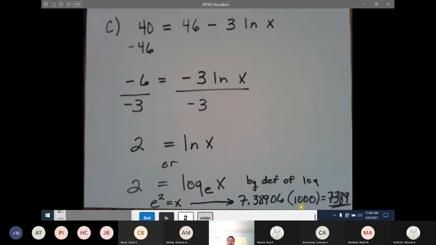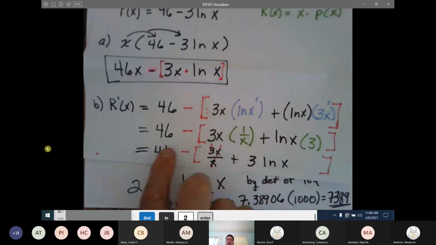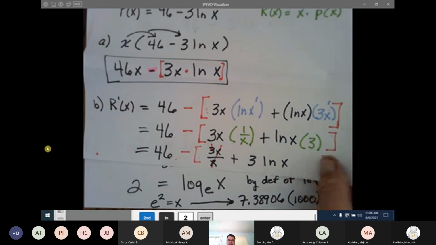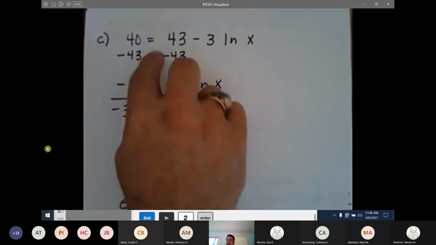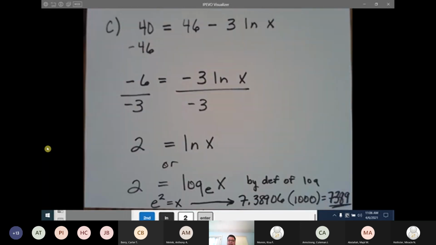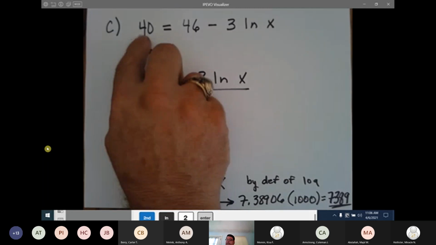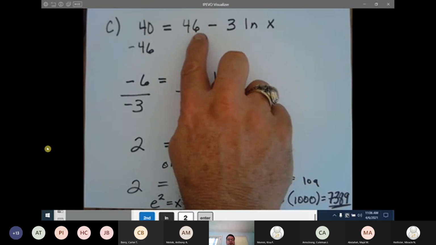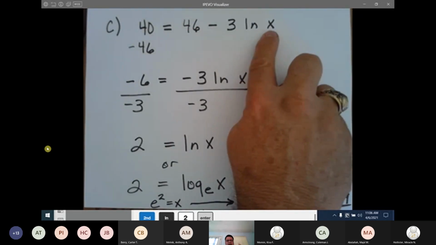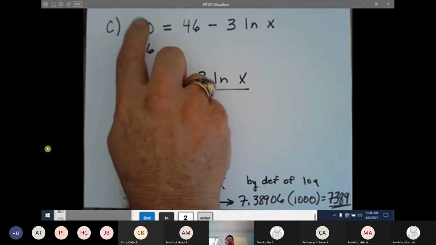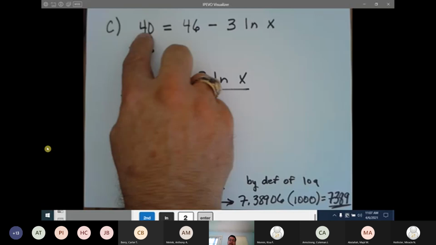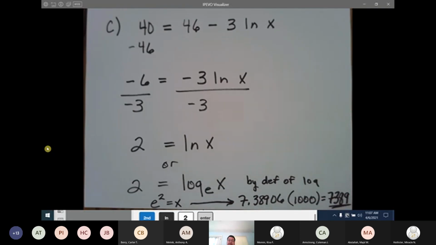The reason they're doing 1,000 is because the equation is done in thousands. Now, where I messed up a while ago, I was setting the 40 equal to the derivative. That gives you something totally different. I caught myself before I finished. You got to set the 40 equal to the original equation because the original equation, this is how many units are sold, and this is the cost. So at $40 a unit, you're going to be making money at $73.89. And more than that, you're going to be losing money.